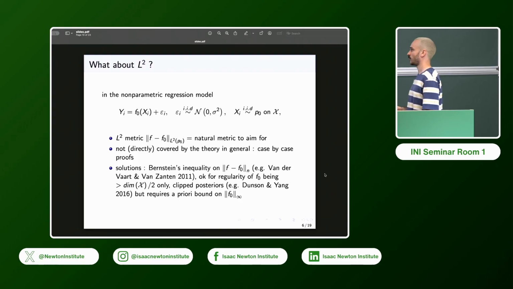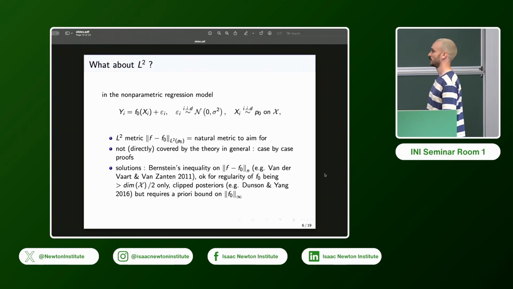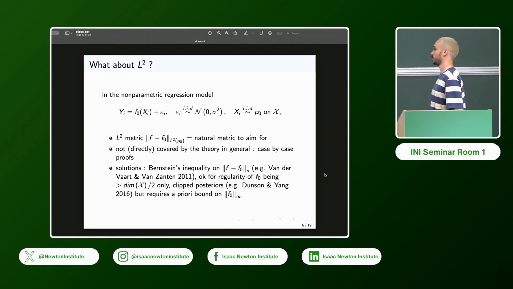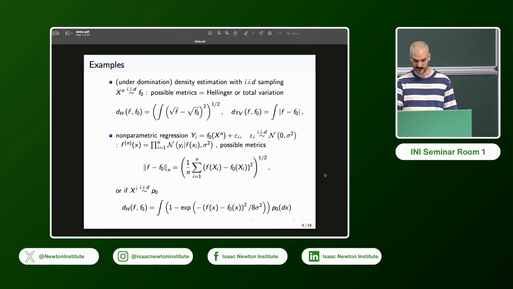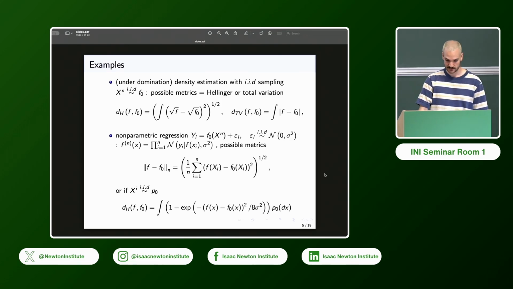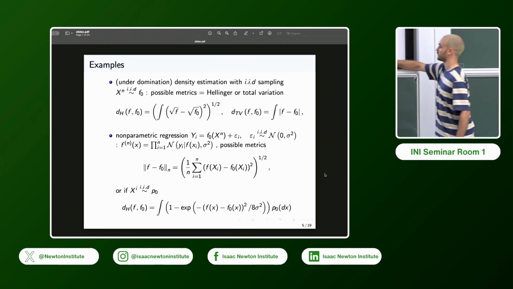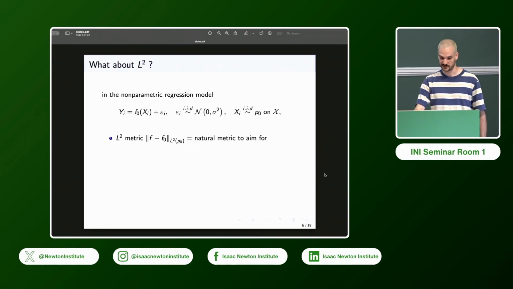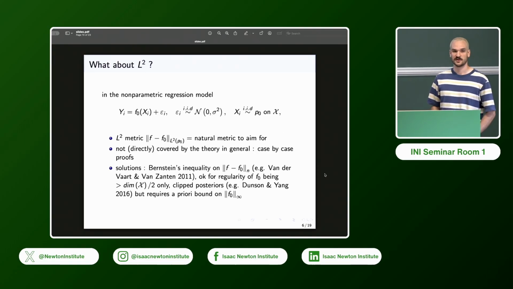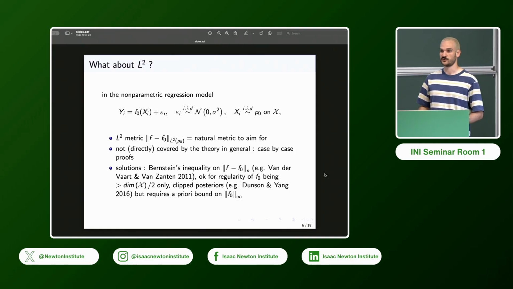Actually, for a large class of priors, as I'm going to show here, you can get for free an L2 contraction rate below the d/2 threshold, which is the whole point of this presentation. We're still going to be relying on Bernstein's inequality, but instead of applying it to this empirical sum directly, we're going to use the matrix Bernstein inequality, instead of the scalar one, applied to the empirical inner product matrices of some well-chosen functions.